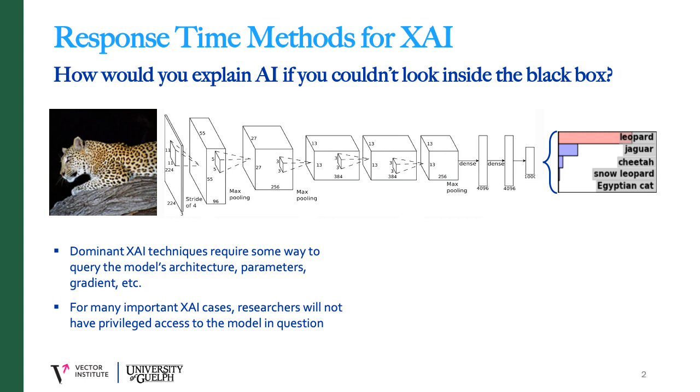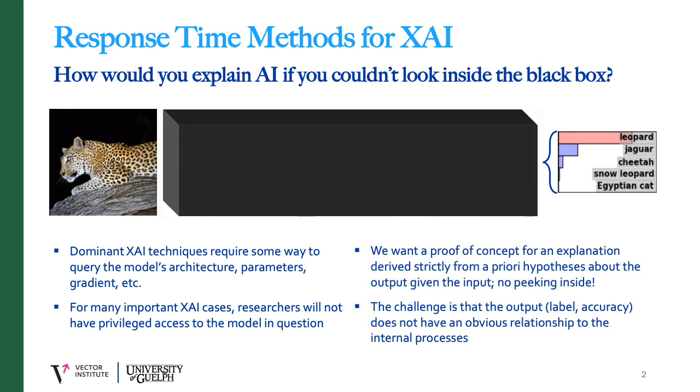How would you explain AI decisions if you couldn't look inside the black box? In this example, we have AlexNet taking an image as input and responding with its top 5 best guesses at what the image contains. Most XAI techniques depend strongly on knowing the details of the model and being able to interact with and inspect its nuts and bolts. We are proposing that it is important to be able to produce explanations without knowing anything about the model itself. How would you explain AlexNet's decision if you only had access to the input and output?